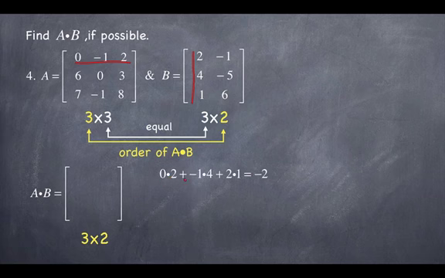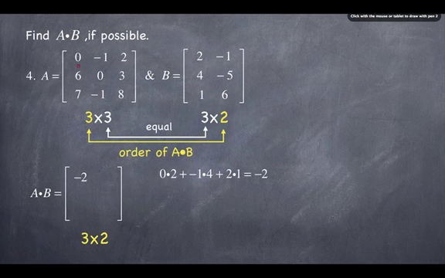And notice this is what I have. 0 times 2, negative 1 times 4, 2 times 1. Once you have this, simplify, you get negative 2. So this is your first entry. Then I go to the next one.